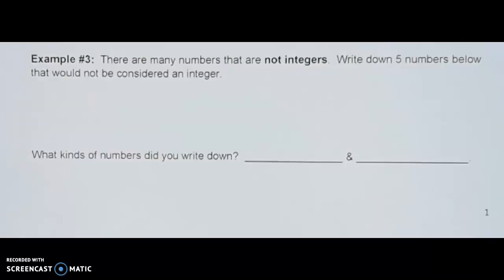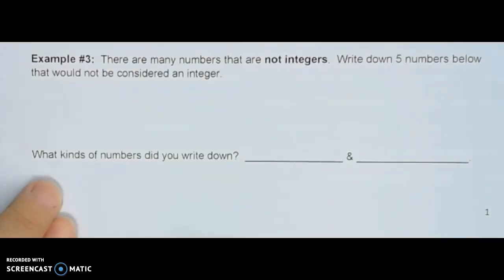In question 3, they say that there are many numbers that are not integers. I want you to write down 5 numbers below that would not be considered integers. Okay, so take a moment, review what integers were in the box at the top. Can you think of any 5 numbers that would not be considered integers?